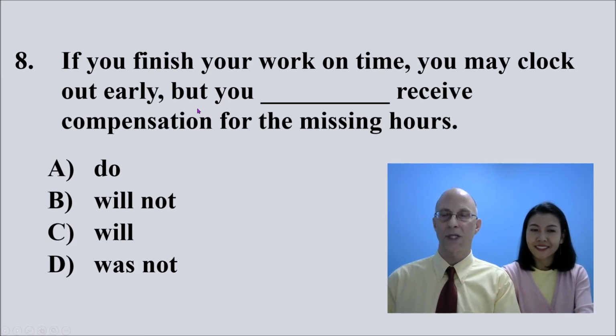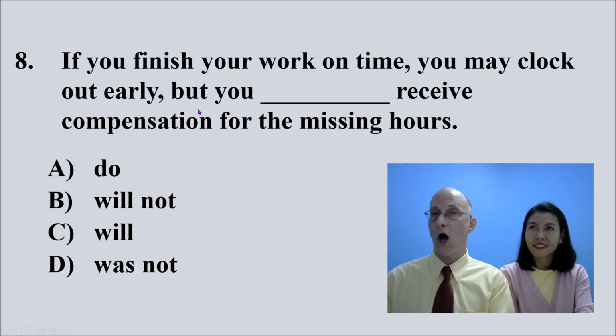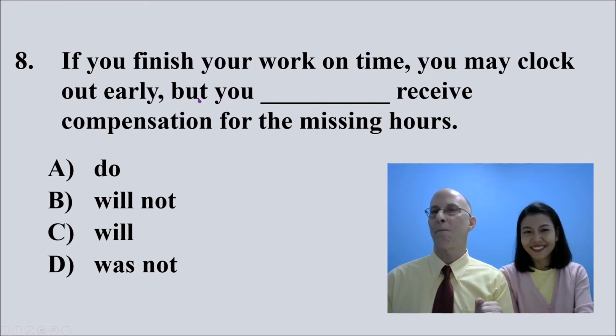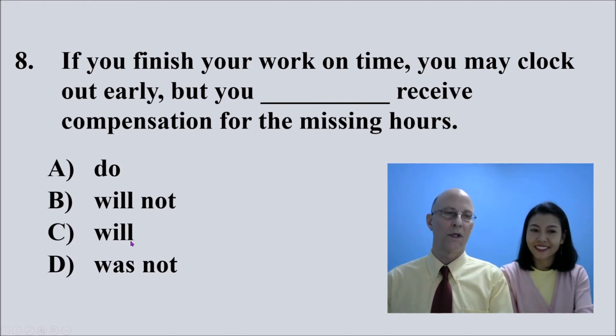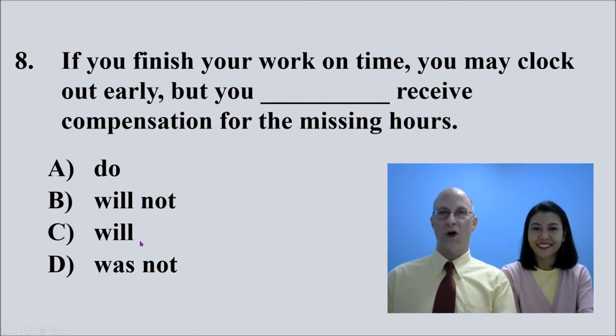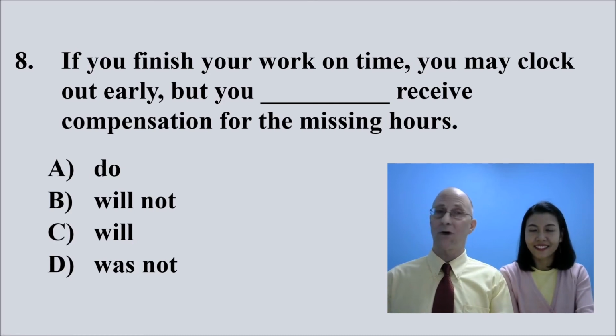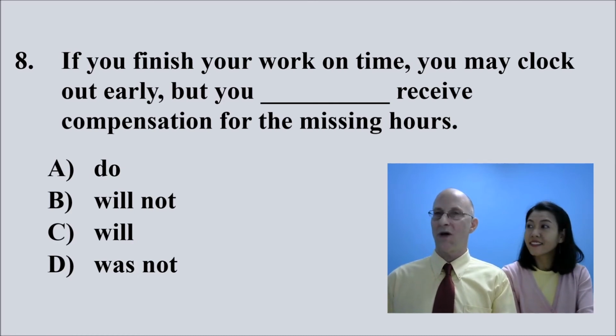The but implies a negative or a contrast between the two. Here we have a positive. You may clock out early. Good thing, right? You get to go home early. Then you have a but, so this one must be negative. Therefore, do and will don't make sense according to that rule. Therefore, B, will not, is the correct answer. 8. If you finish your work on time, you may clock out early, but you will not receive compensation for the missing hours.